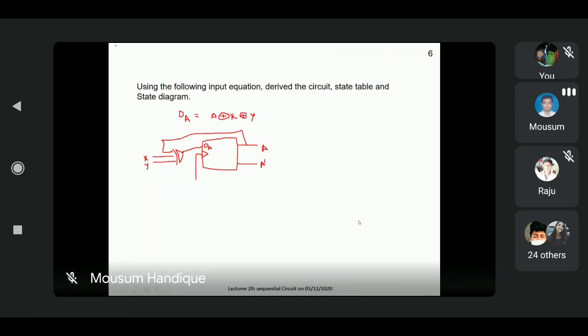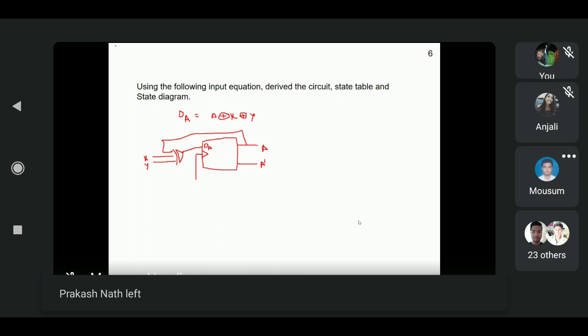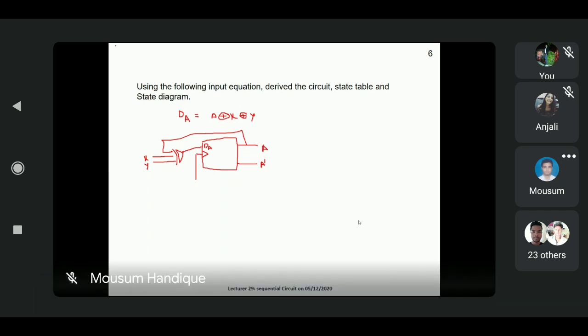Okay, now next, we are constructing the state table. Are you getting this particular diagram or not? Yes, sir. From this state equation, how can we construct the state table? Can you tell me? From this diagram, which variable are we considering as the present state? A. Yes, A, correct. So what can we write here?